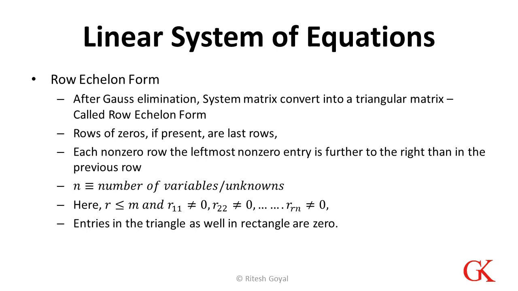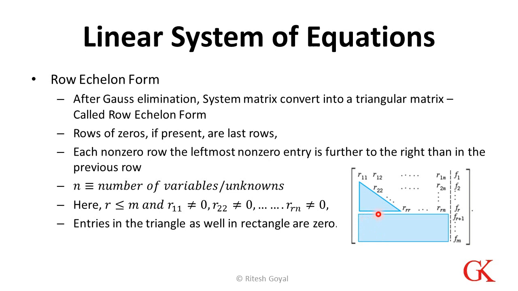So here let's switch back to row echelon form. Row echelon form is obtained after Gauss elimination. The system matrix is converted into a triangular matrix, and this particular triangular matrix is called row echelon form, as we have seen before. Rows of zeros, if present, are the last rows. Here this particular area is the zeros. Again we are talking about rows only of the coefficient matrix, not the augmented part.